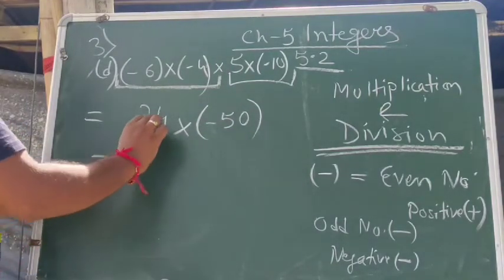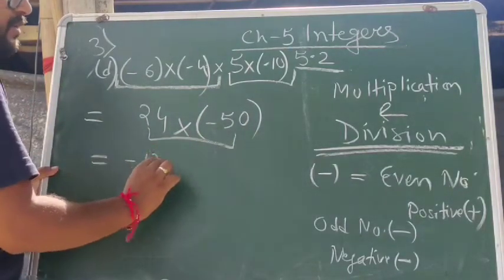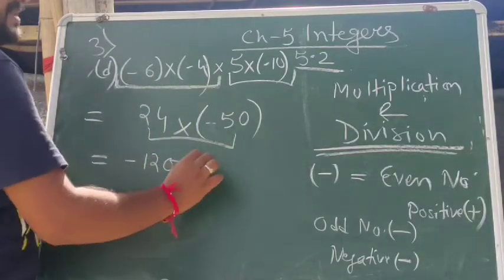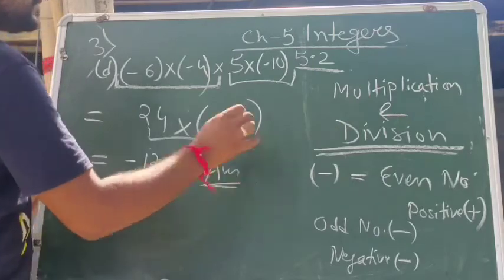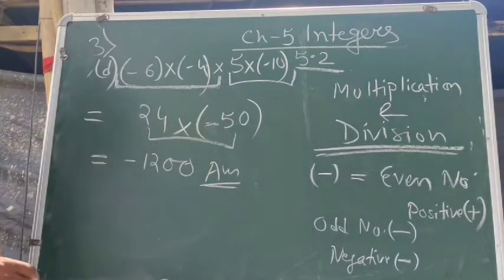Now you multiply 24 into minus 50. 24 into minus 50, how much will you get as the answer? You will get minus 1200, because 1 minus sign is given. Minus times plus, you have to give the minus sign. So this is why it is minus 1200. Is it clear? So this is how you have to multiply the integers.